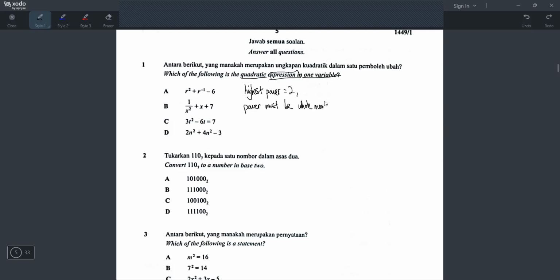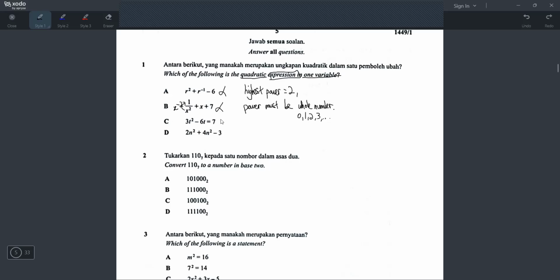What does it mean by whole number? Whole number means 0, 1, 2, 3, dot, dot, dot. It means cannot have negative, cannot have fraction lah. So we all know A is wrong already. Even though the highest power is 2, you can see a power -1. -1 is not a whole number. So A is definitely not the answer. B is also not the answer because the highest power is not 2. When you bring the x up here, it becomes x power -2. That means the power is not a whole number again. So this is not a quadratic as well.